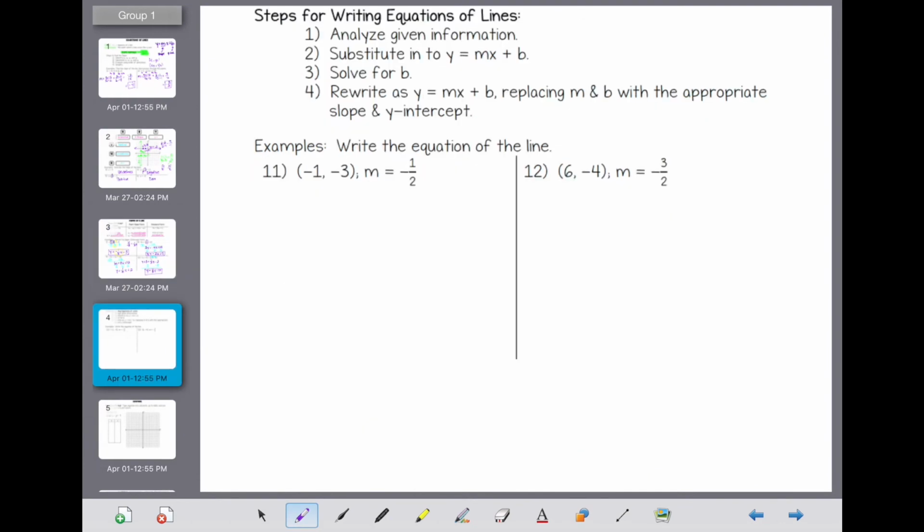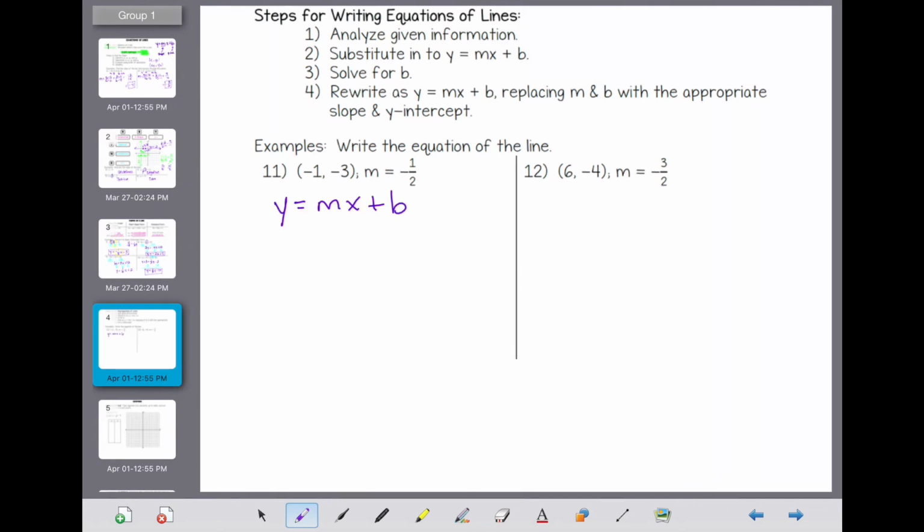These are the steps for writing equations of a line. Start by analyzing the information that you're given. In the geometry course that I teach, students are always given a point and a slope. Substitute that information into y equals mx plus b, and then we're solving for b because we were already given the slope. Your final step is to rewrite as y equals mx plus b, where m and b are replaced with the actual slope and y-intercept. So x and y should still be there at the end, and your final answer is an equation.